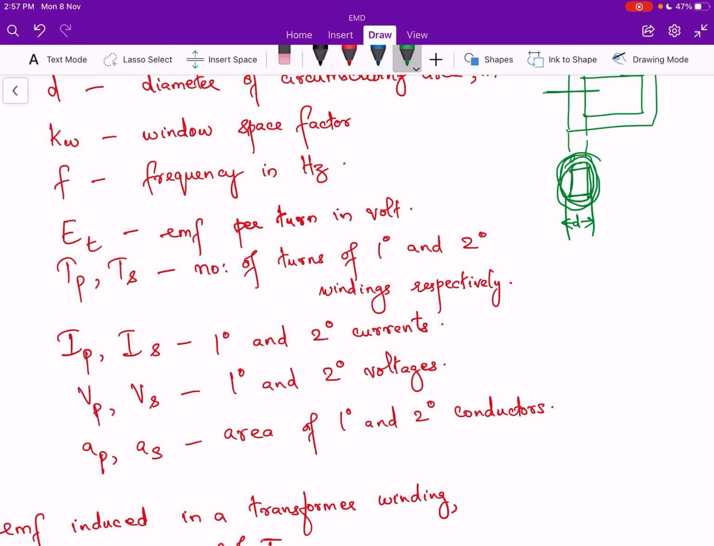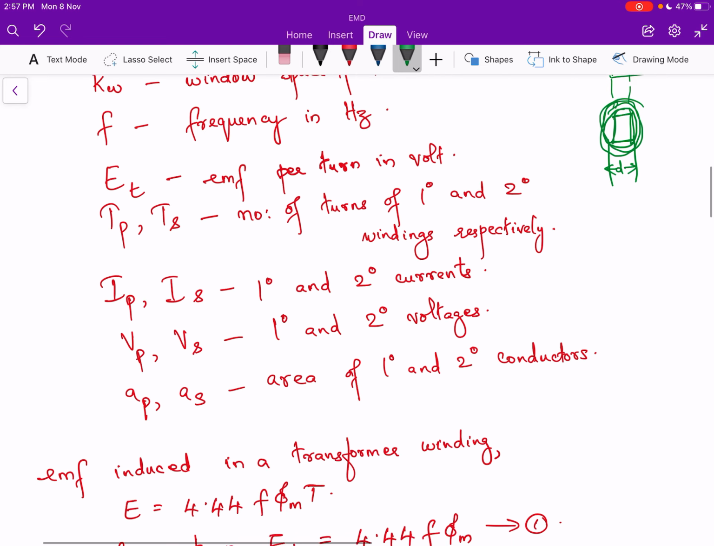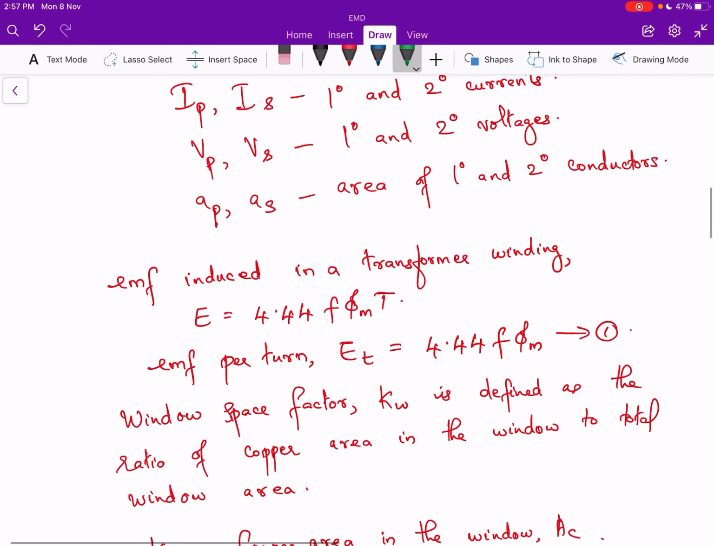Next is TP and TS, that is the number of turns of primary and secondary winding. IP and IS is the primary and secondary current. VP and VS is the primary and secondary voltage. AP and AS is the area of primary and secondary conductor. Now we can move on to the derivation.